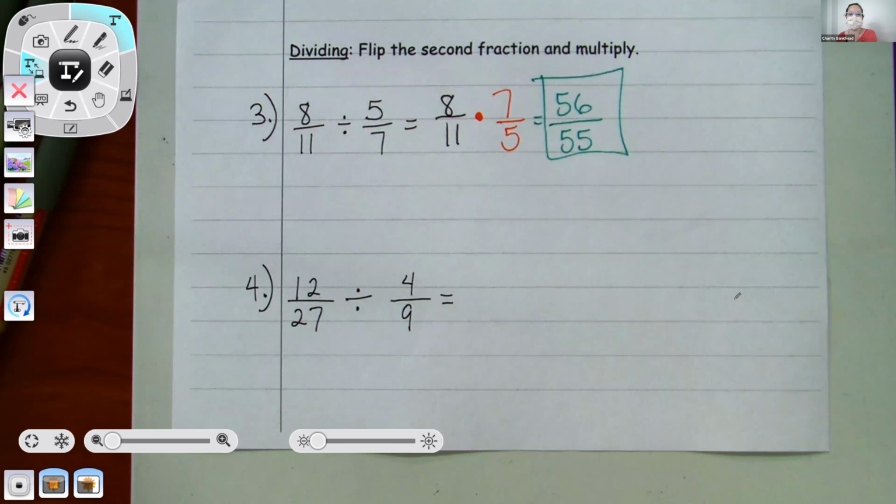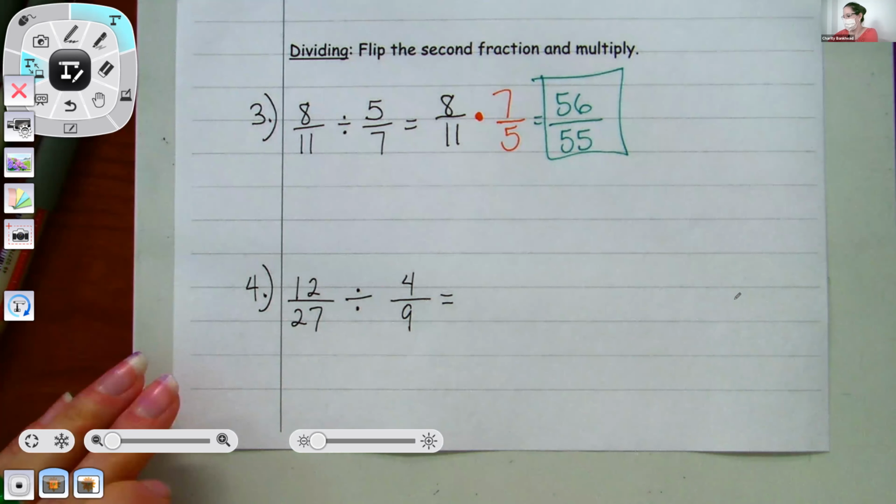Any questions? Well, when you're dividing, you have to do that. Yeah. Dividing is the same thing as multiplying by the reciprocal, basically. Okay.